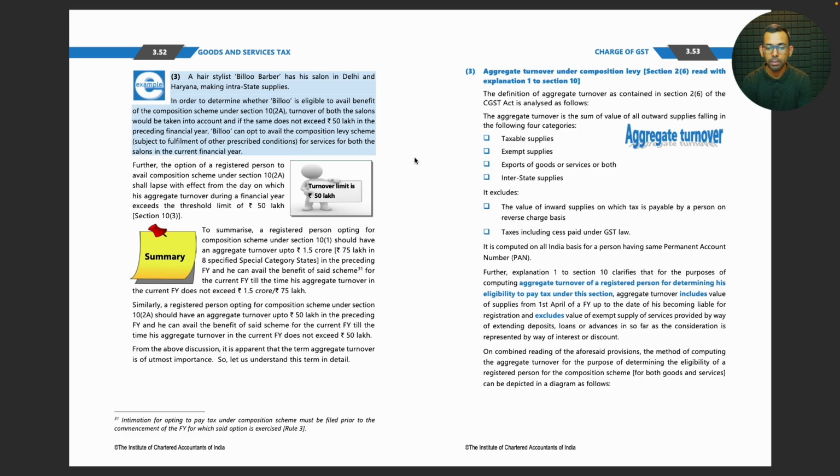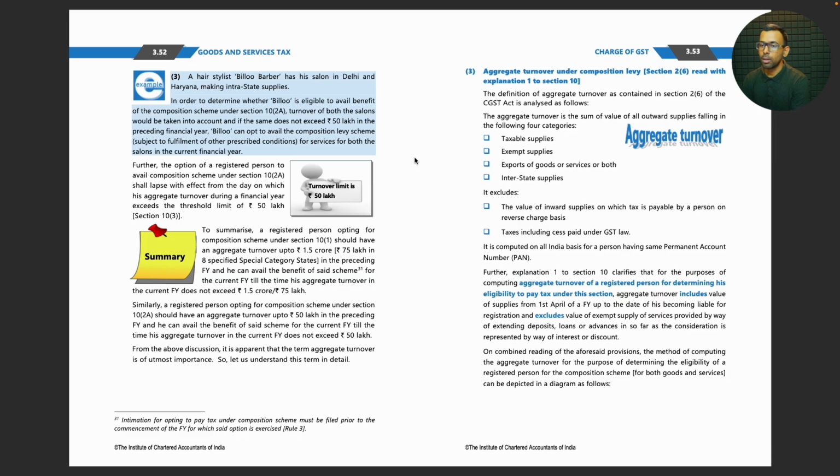He can avail the benefit of the same for the current financial year till the time his aggregate turnover in the current financial year does not exceed 1.5 crores. Similarly, a registered person under section 10 subsection 2a, up to the turnover of 50 lakhs in the preceding year, can use the benefit till the time his aggregate turnover has not crossed 50 lakhs in the current financial year. From the above discussion, it is apparent that the term aggregate turnover is of utmost importance. So let us understand it in detail.